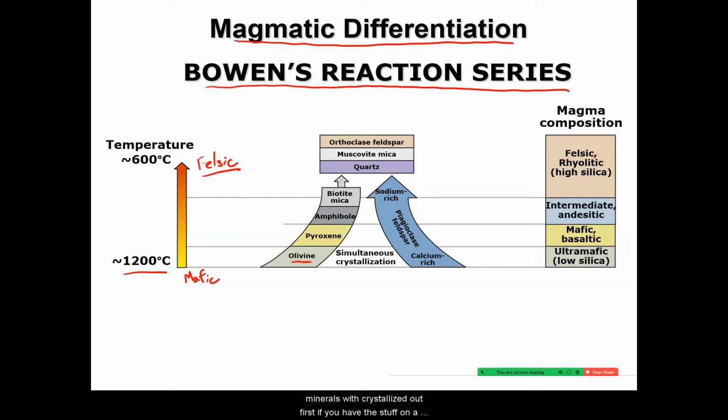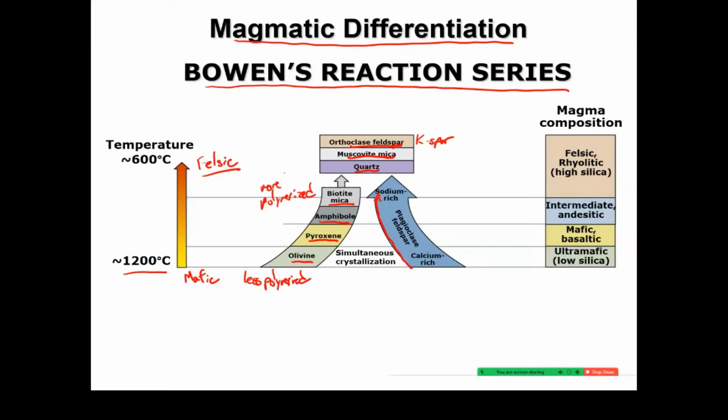So the most mafic minerals would crystallize out first. If you have enough iron and magnesium there to crystallize olivine, it's going to crystallize first. As you cool it, then pyroxene is going to, and then amphibole, and then biotite mica. This is also less polymerized. This is more polymerized. And the last things to crystallize are going to be our felsic minerals, quartz, muscovite mica, and orthoclase feldspar or potassium feldspar.